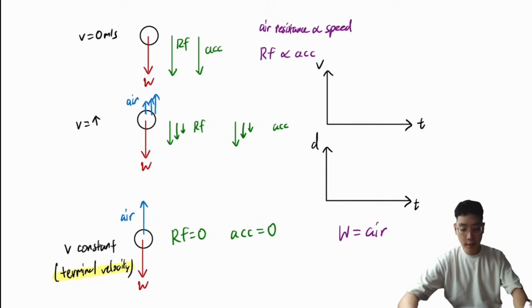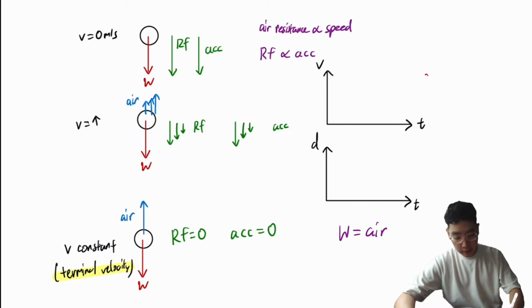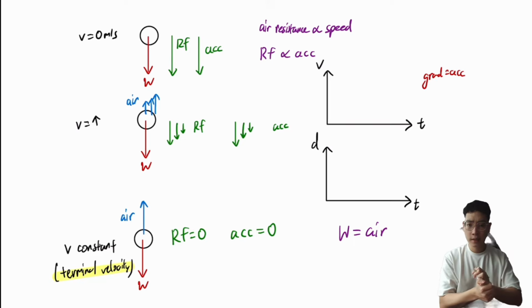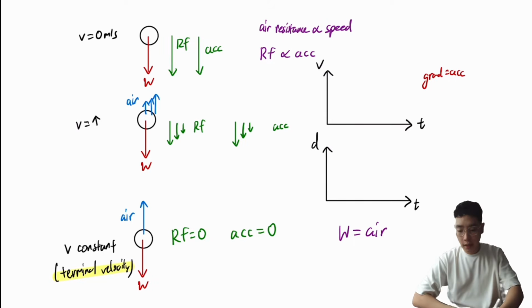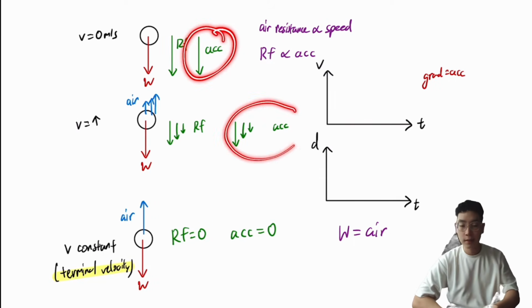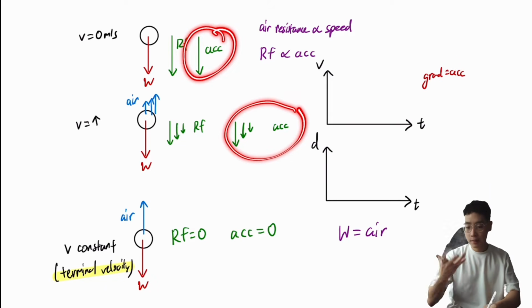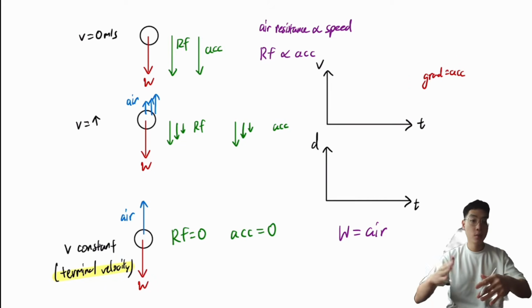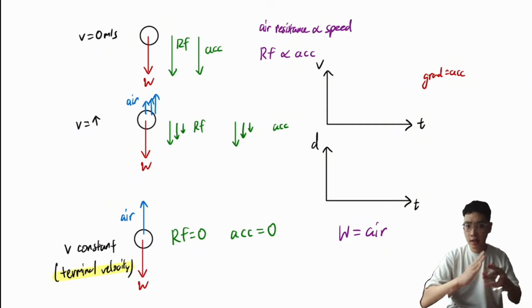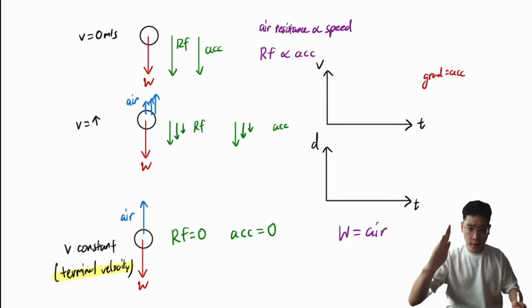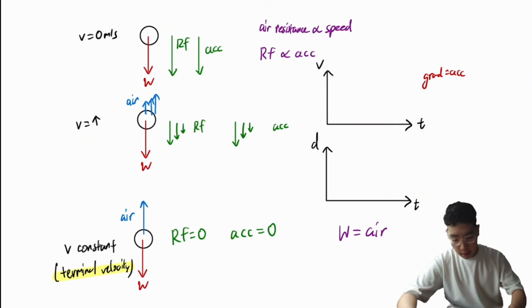So we know that the gradient of our velocity time graph gives us the acceleration. Right, and what's going to happen during terminal velocity is that as the object falls, the acceleration is going to become smaller because the resultant force is becoming smaller over time. So as time passes, the acceleration is going to become smaller. So the gradient, the slope of my graph, is going to become less and less steep.